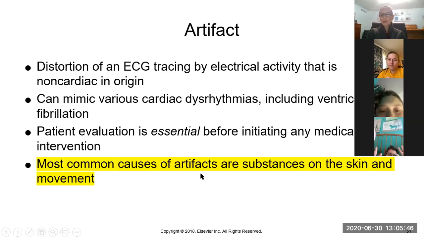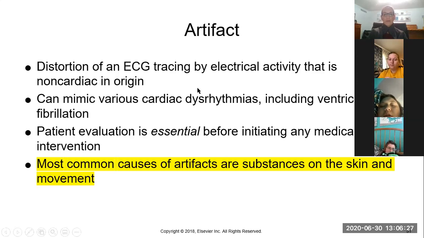Okay, so the most common causes of artifacts are substances on the skin and movement. So if the person had some really heavy lotion that they used, or maybe they've had an ECG earlier that day and the sticky stuff is still all over them, and then you put the new one on there, it could alter it. So anything that's foreign on the skin that you haven't cleaned off really well could cause an artifact, or just movement. So the patient's moving, or maybe the patient has Parkinson's or something like that, or is elderly and just shakes, whatever it might be, that can cause an artifact. But those are the most common: substances on the skin and movement.